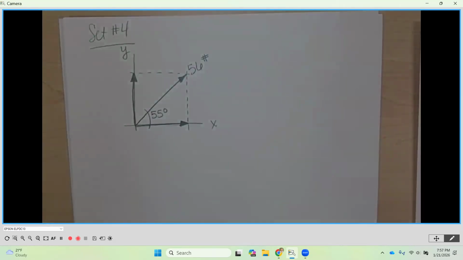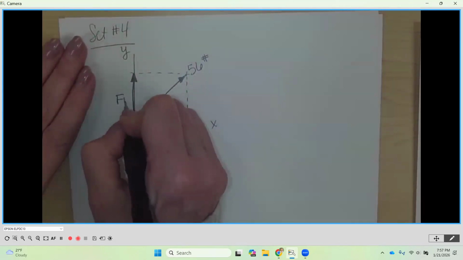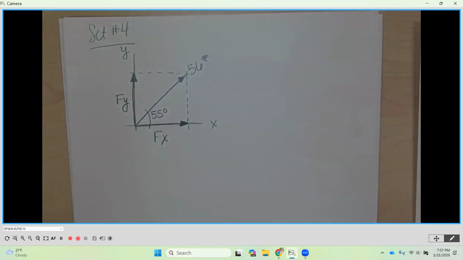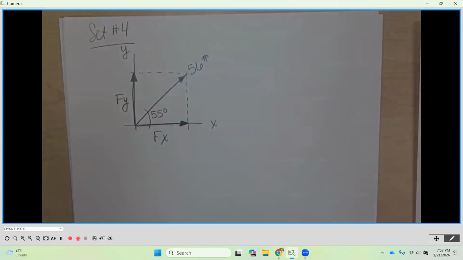Now we're going to label each one of these components. We're going to call them Fx and Fy. Don't call them x and y. X and y are the axes. F represents a force. Force X, force Y. Okay, they're going along those axes in those directions. Okay, so you have to draw this diagram. Now, we want to calculate what is the magnitude of Fx and Fy.